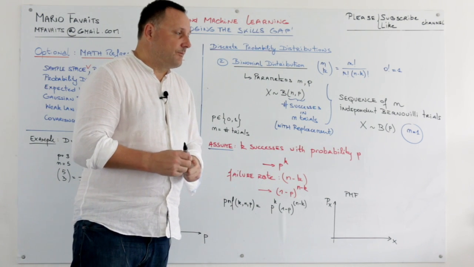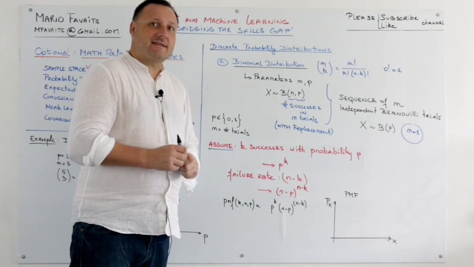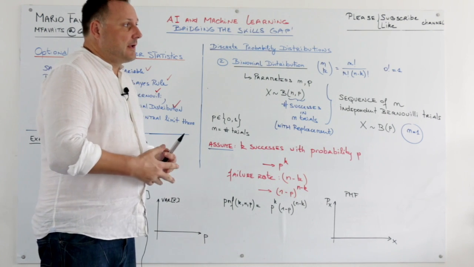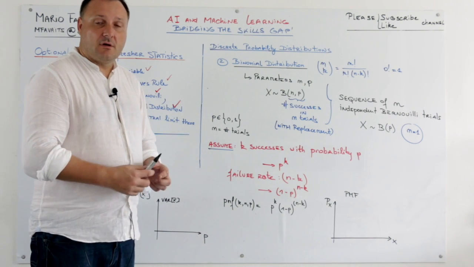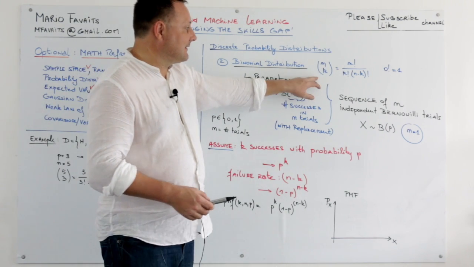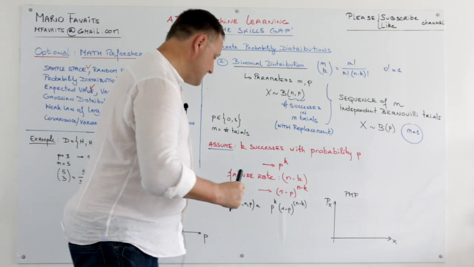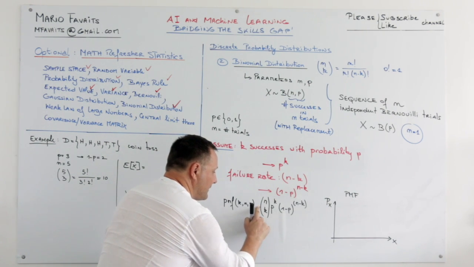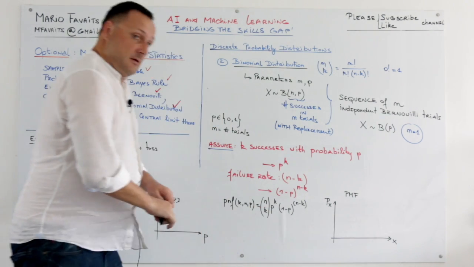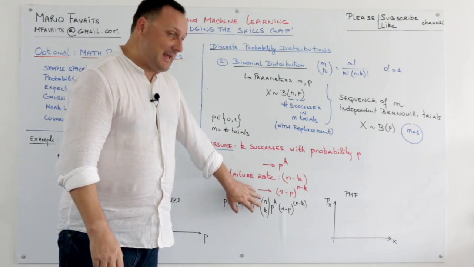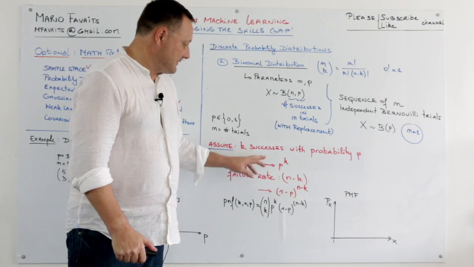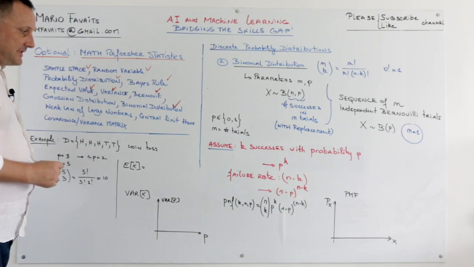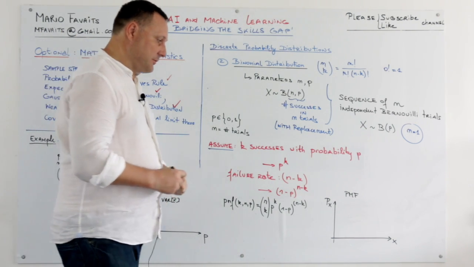So, in how many ways can we take k elements from a pot of n? Now, this is exactly n choose k. So we have to multiply with n choose k, because there are n choose k different possibilities to distribute k successes out of n trials. So this is your probability mass function for the binomial.